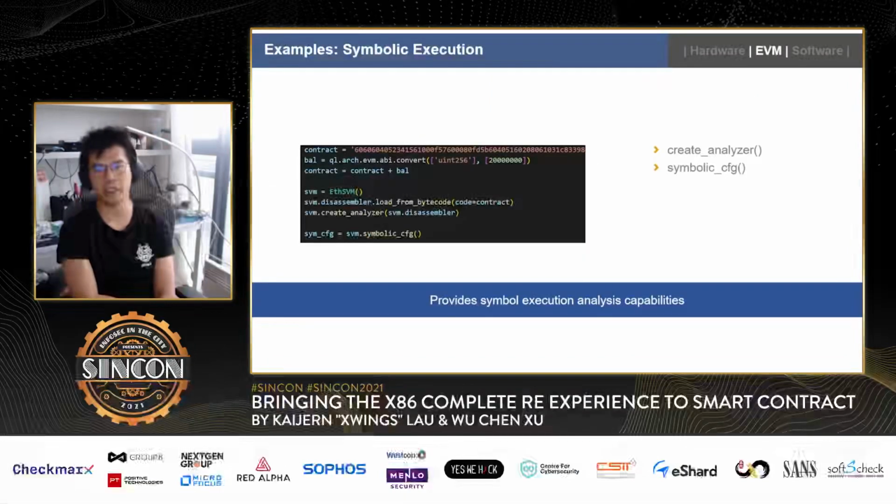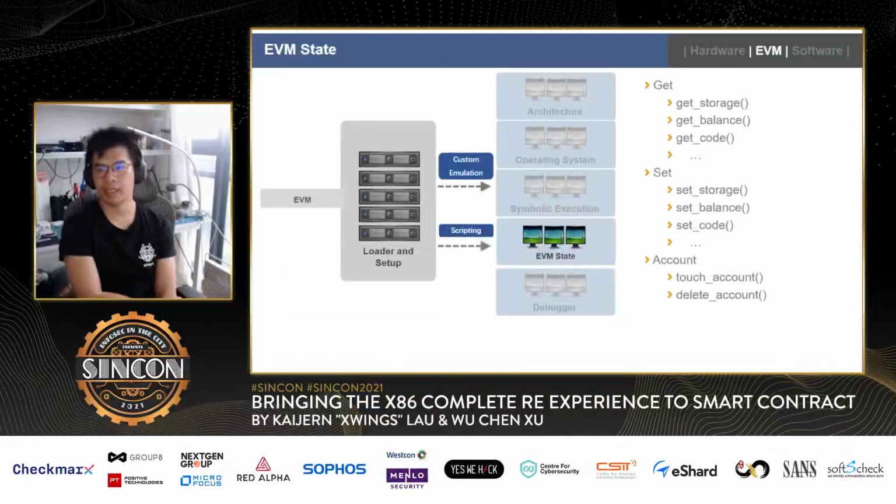So by putting in a smart contract, you can start to do symbolic executions. That is where you can load the CFG and generate the graph for symbolic executions. Okay, and then on the EVM states, you can have all different kinds of EVM standard commands.